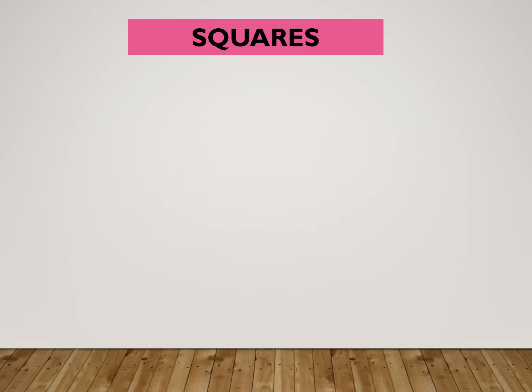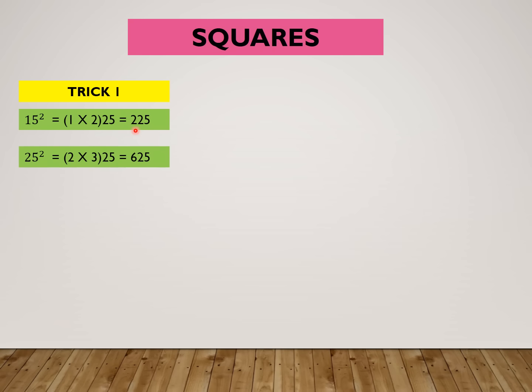Trick 1 is applicable for numbers whose unit digit is 5, like 5, 15, 25, 35, 45, 55, etc. Now let us assume we have to find the square of 15. At first write 25 at the end, then 1 into 1 plus 1, that is 2. So 1 into 2 is 2. So 15 square will be equal to 225.